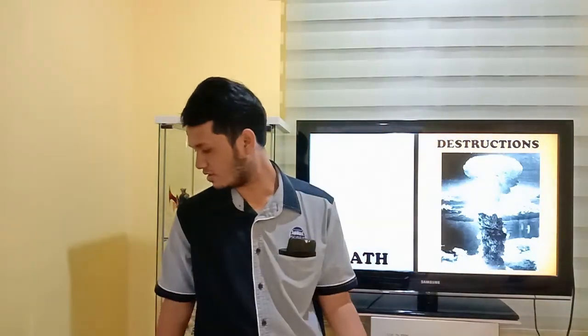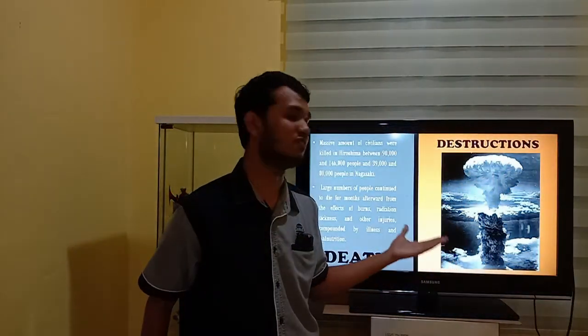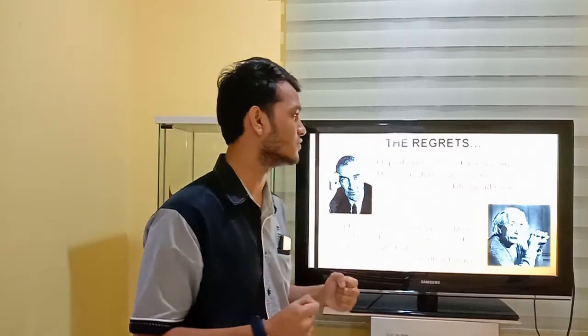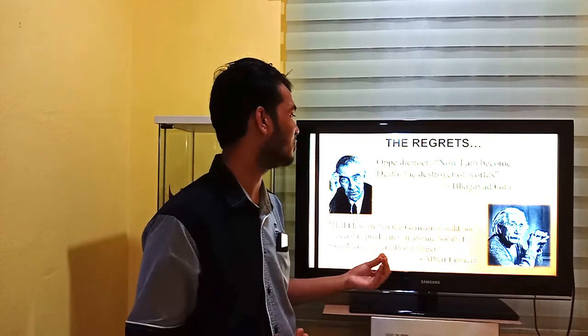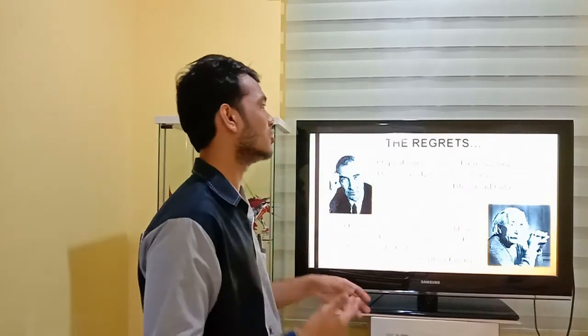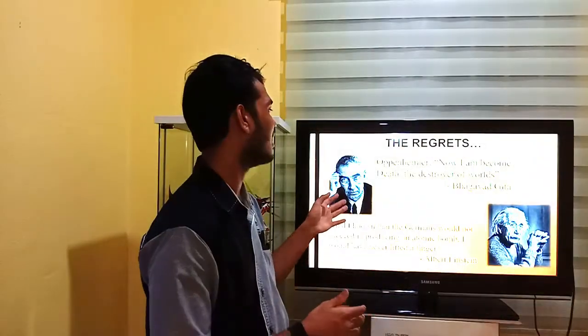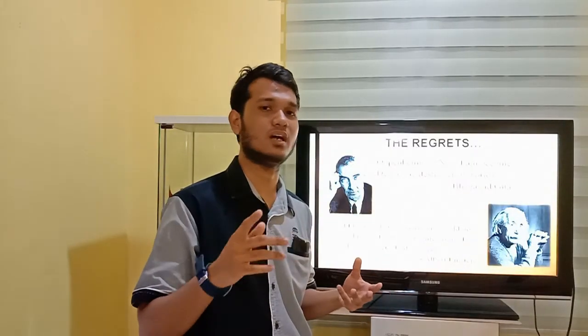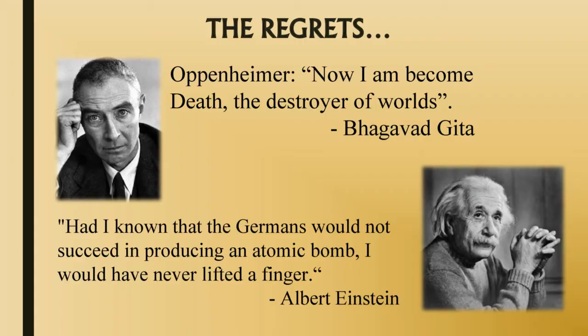And then we know that the massive explosion brings destruction, destroying a city. So that is very dangerous. Let's take a look at the effect on the inventor. They actually regretted it. When Oppenheimer tested the first ever atomic bomb, he quoted from the Hindu scripture, the Bhagavad Gita. He said, now I am become death, the destroyer of worlds.